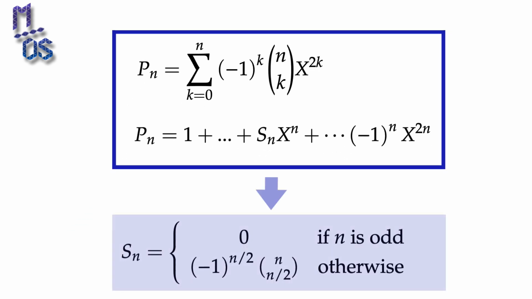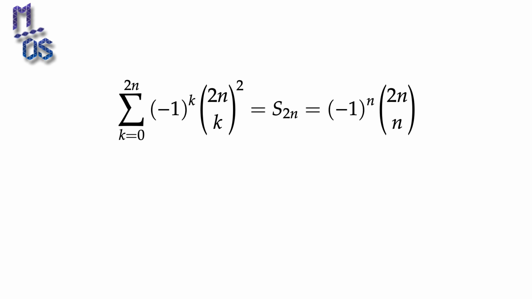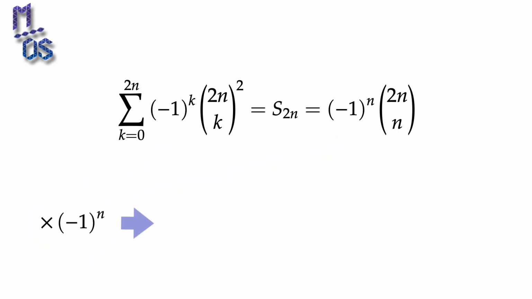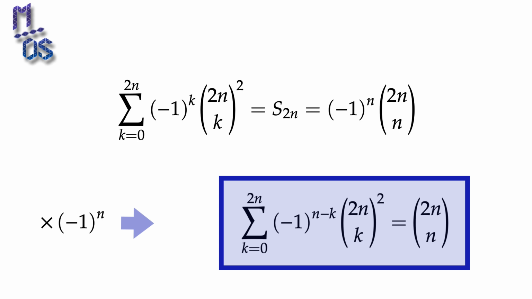S sub n equals 0 if n is odd, and otherwise -1 to the n halves multiplied by n choose n halves. And in the special case, replacing n by 2n, we get S sub 2n equals -1 to the n multiplied by 2n choose n. The last thing remaining to be done, namely multiplying both sides by -1 to the n, and now we obtain the desired formula. By the way, this formula gives us an unexpected expression for the nth central binomial coefficient.